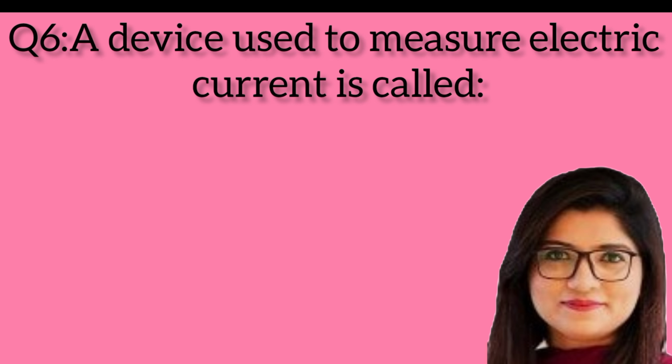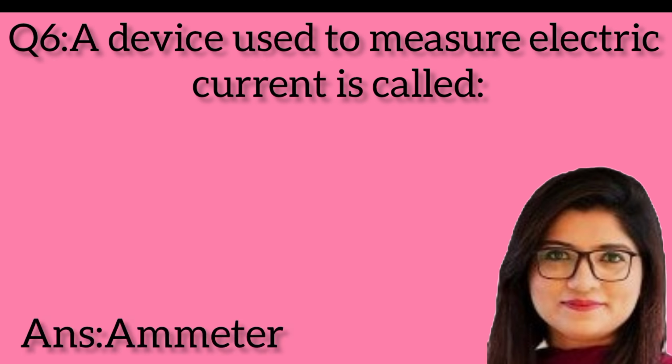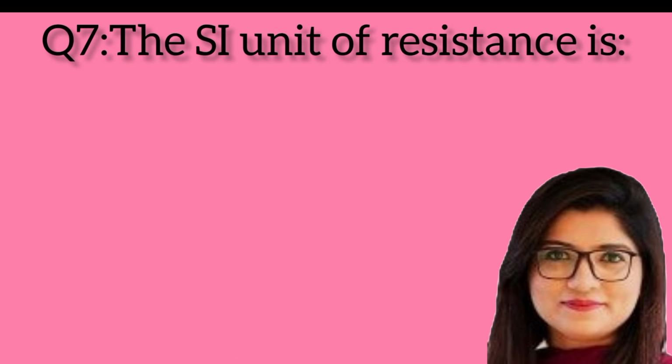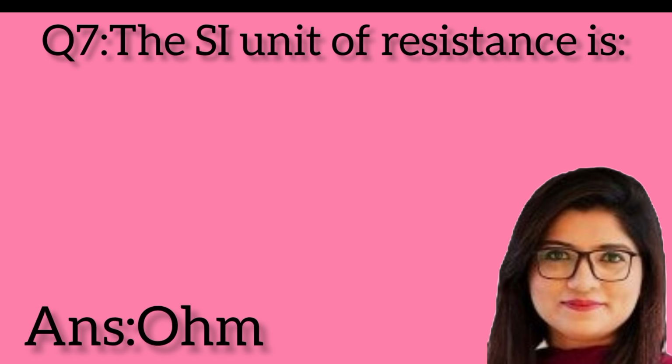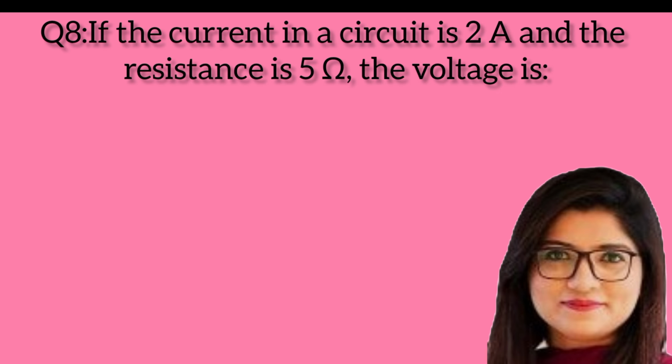Question 6. A device used to measure electric current is called. Answer: ammeter. Question 7. The SI unit of resistance is. Answer: ohm. Question 8. If the current in a circuit is 2 A and the resistance is 5 ohm, the voltage is. Answer: 10 volts.